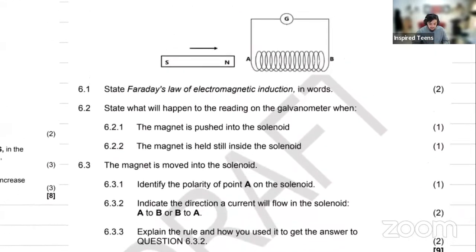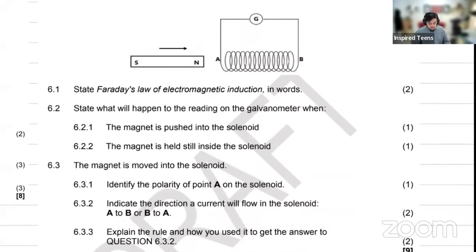6.3.1, the magnet is moved into the solenoid. Identify the polarity of point A on the solenoid.